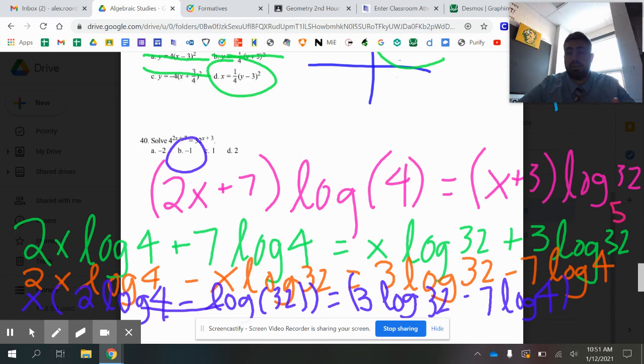Now, again, there's way easier ways to do it. One of them is you just put those numbers in for x in the exponents and see if you get the same thing. So it works.